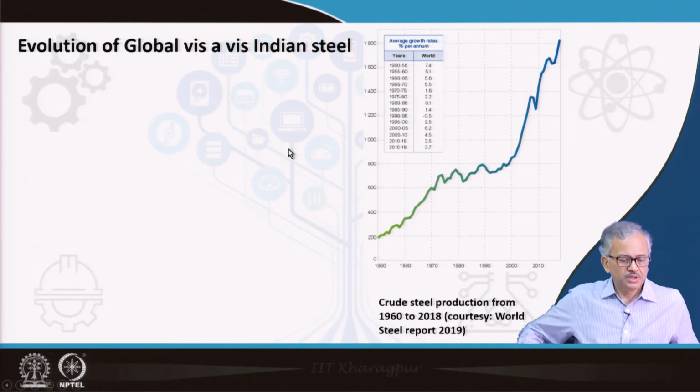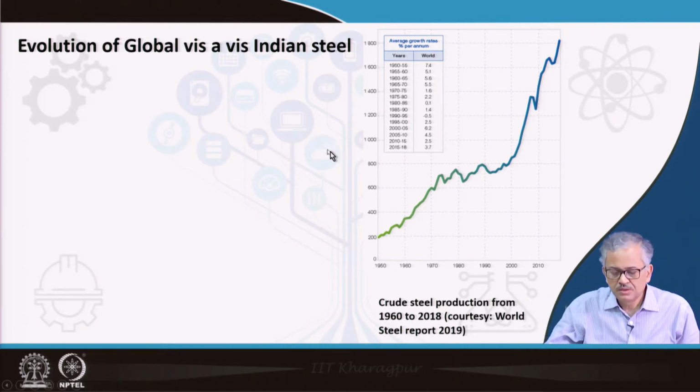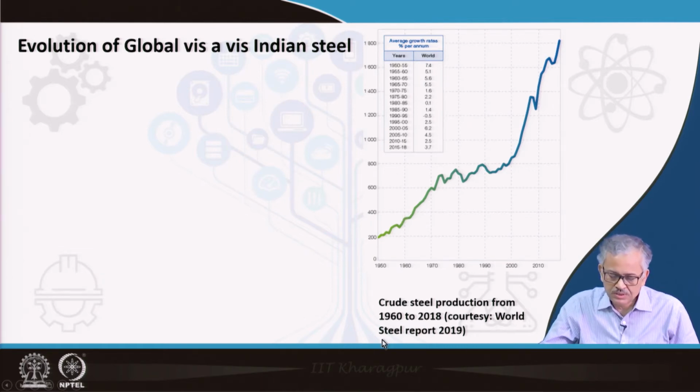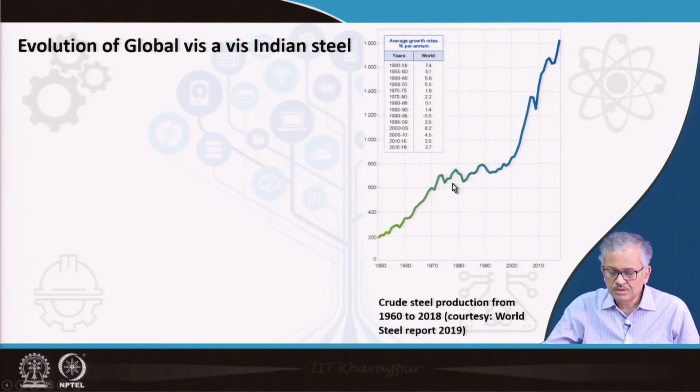So, first start with the evolution of the global vis-a-vis Indian steel and steel making sector. This is the data taken from the World Steel Report 2019. You can see the crude steel production from 1960 to 2018. Around 1960 the world steel production was around 200 million tons per annum, and then it gradually increased to around 700 million tons by around 1975 or 1980.